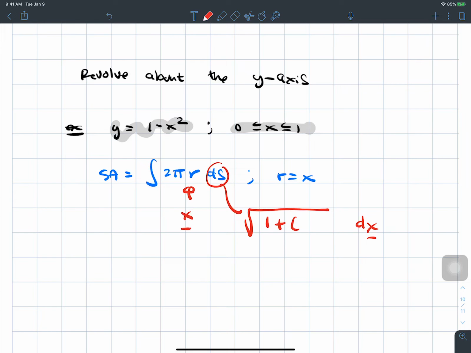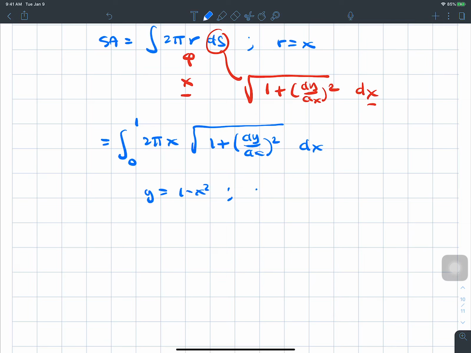So that is the square root of 1 plus dy dx squared. And that's nice because y here is a function of x. We can find dy dx. So everything is set up nicely for us. Let's just clean this up. Integral from 0 to 1, 2 pi x, square root of 1 plus dy dx squared, and there's a dx. So we need to differentiate y with respect to x, since y equals 1 minus x squared. Y prime is minus 2x.